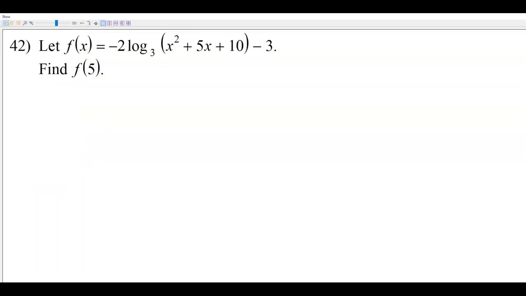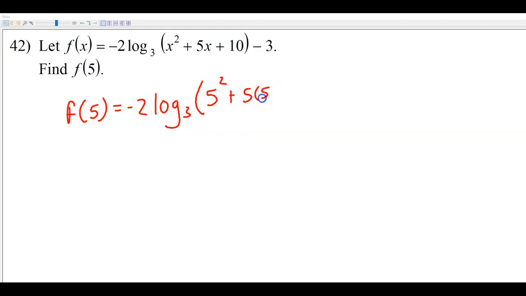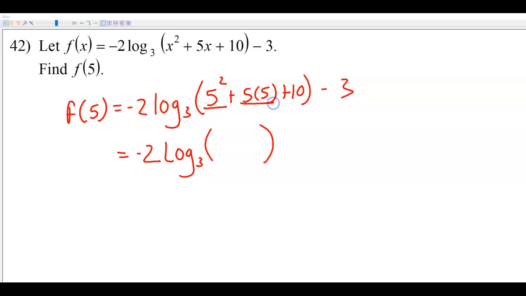All right, number 42. Let f of x equal this expression here. Find f of 5. So my goal here is to plug 5 in and to simplify. So let's work on the parentheses first. This is 25 plus 25 plus 10, which is 60. Next, we're going to take care of this by doing change of base on it and using our calculator.